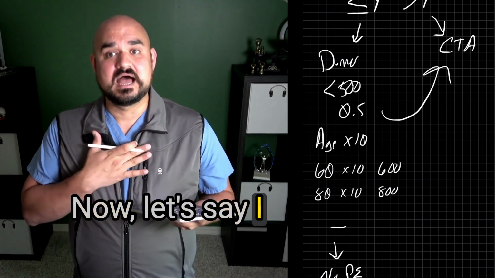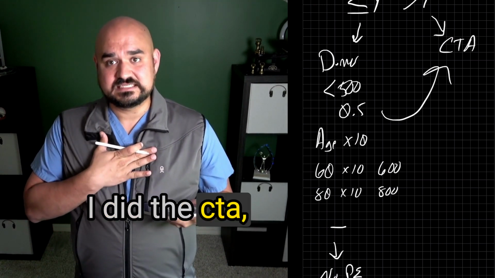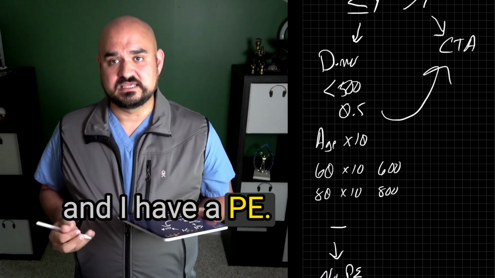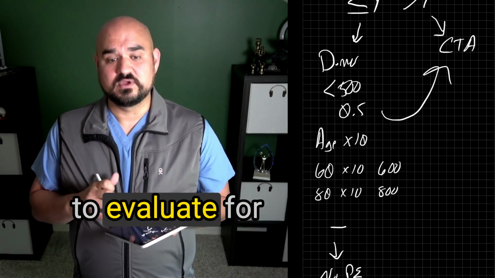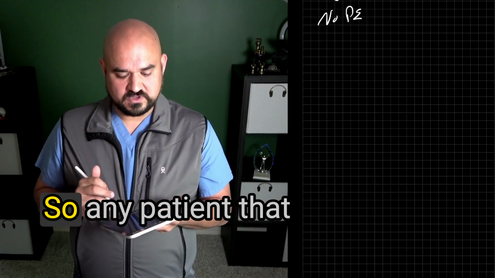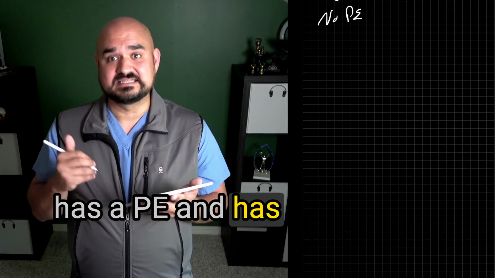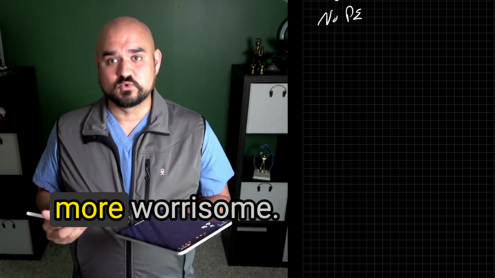Now let's say I did my workup, I did the CTA, and I have a PE. What is my next step? The next step is to evaluate for right heart strain. So any patient that has a PE and has evidence of right heart strain is more worrisome.